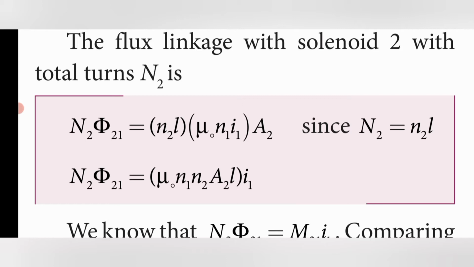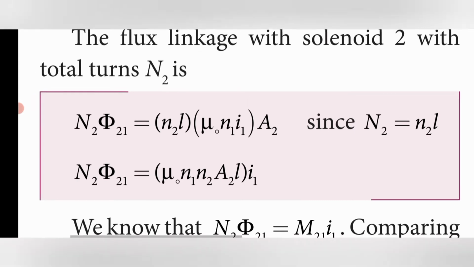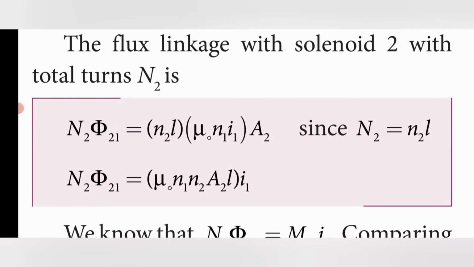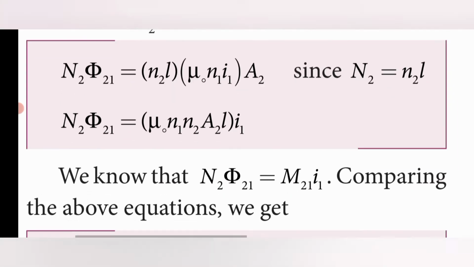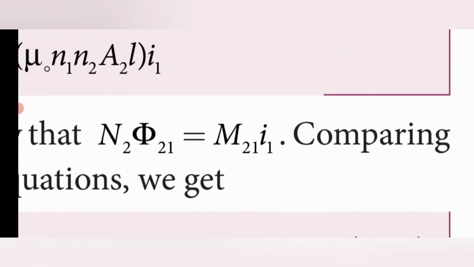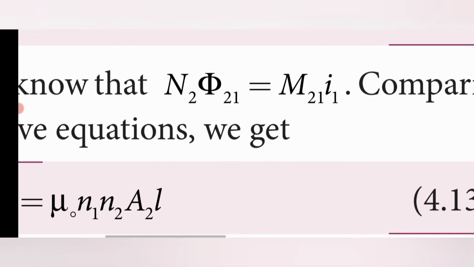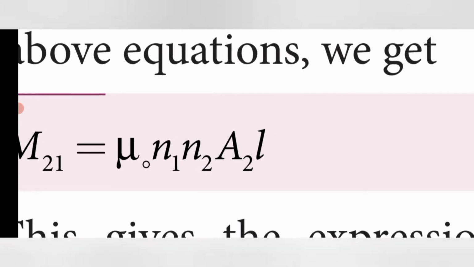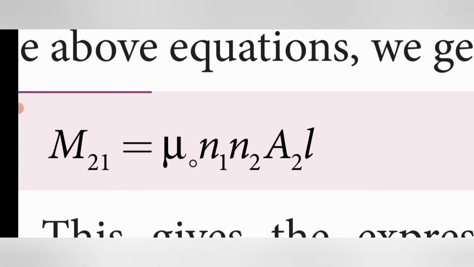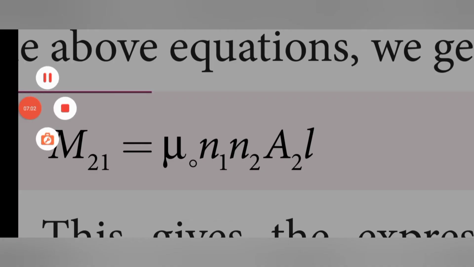This equation can be compared with the mutual inductance equation of two coils. N2 Phi 21 is equal to M21 I1. So we have to equate that equation and finally separate the value of M21. Comparing the equations, finally M21 is equal to mu naught N1 N2 A2 divided by L. So this is the mutual inductance value.